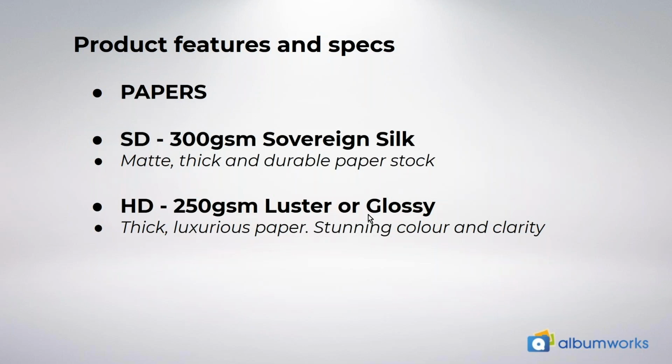Like our photo books, we offer standard definition printing or high definition. Standard definition uses 300 GSM Sovereign silk paper. The paper has a matte finish, matte quality, and it's quite smooth to the touch. At 300 GSM, it's like thick cardboard, making it very durable. It's also pen friendly to write on.